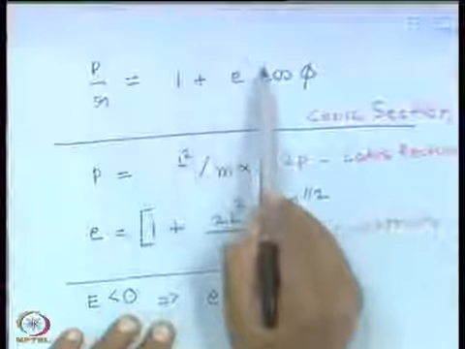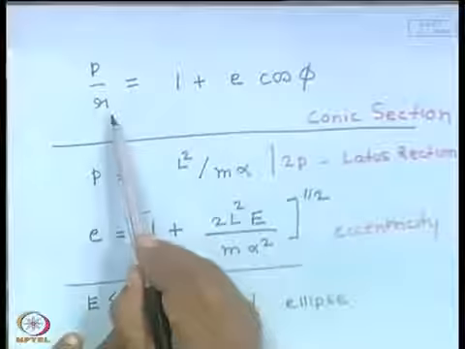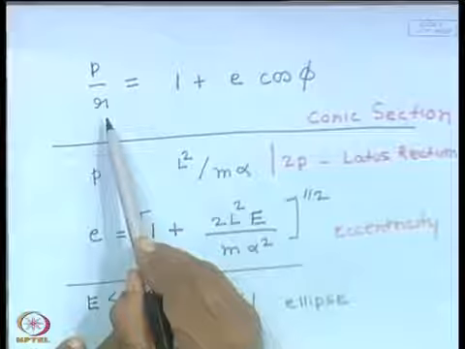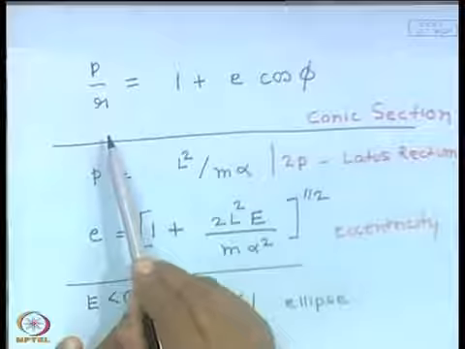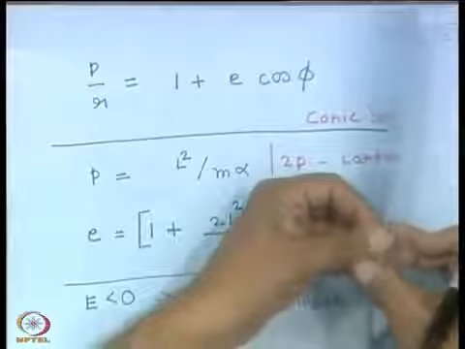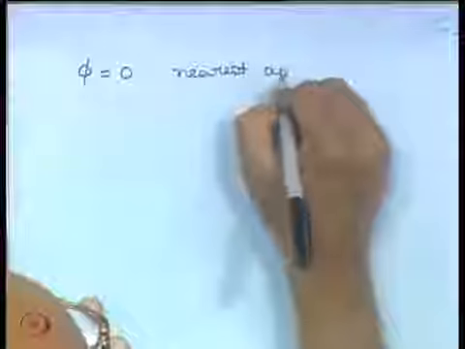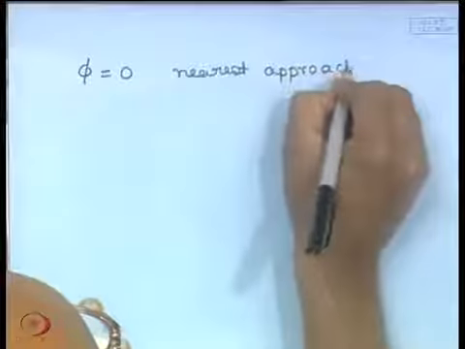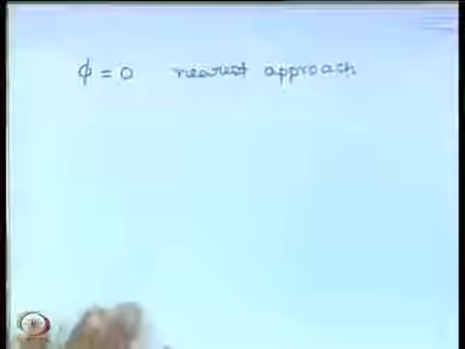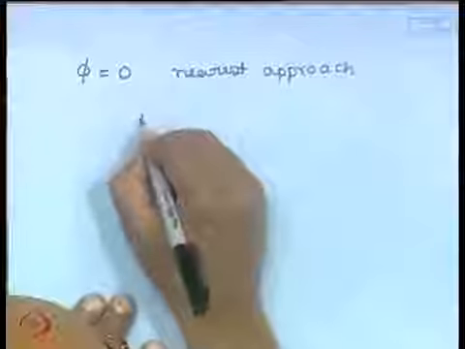That is the maximum value which the term on the right hand side can have, which tells you that the value of R is minimum. So, phi equal to 0 corresponds to the nearest position of approach, the point where it approaches nearest to the center of motion. That is how the origin of phi has been chosen, and this is called the perihelion.